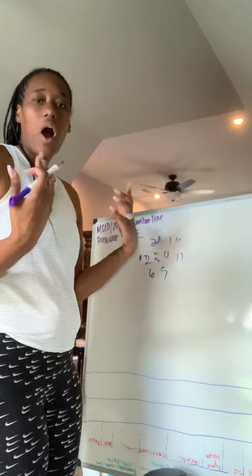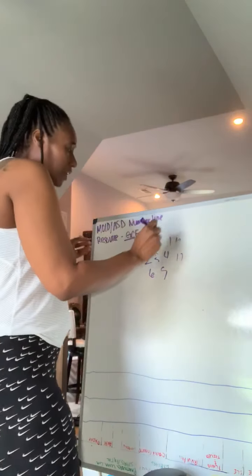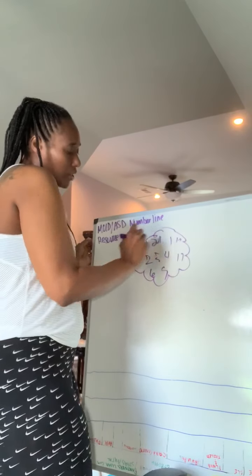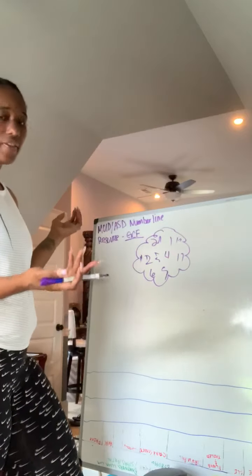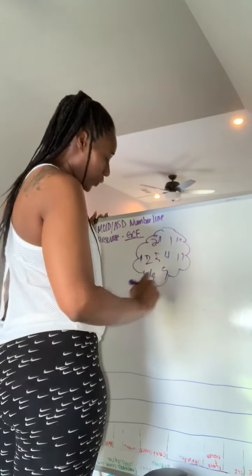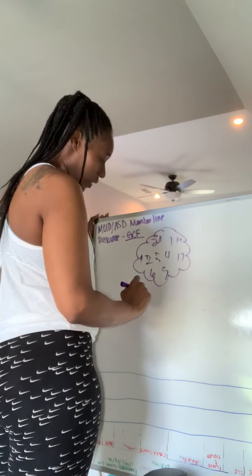Where can all these numbers go? Because right now they're just in space. We're going to call this space. So where exactly can these numbers go? We're going to do a number line. A number line is exactly what it is.